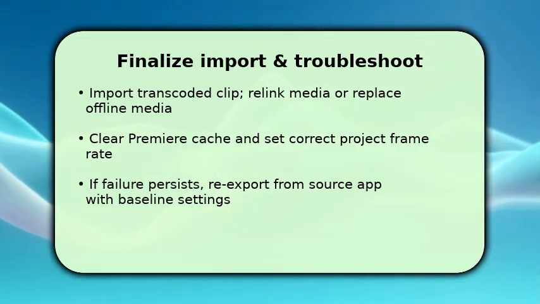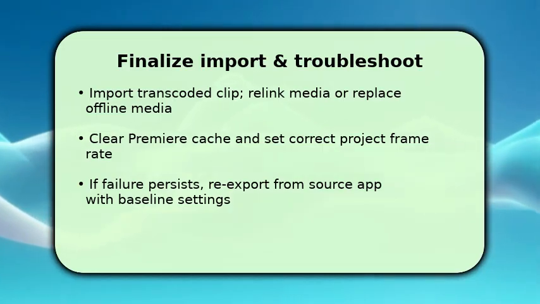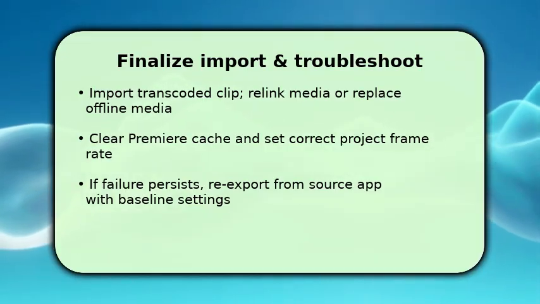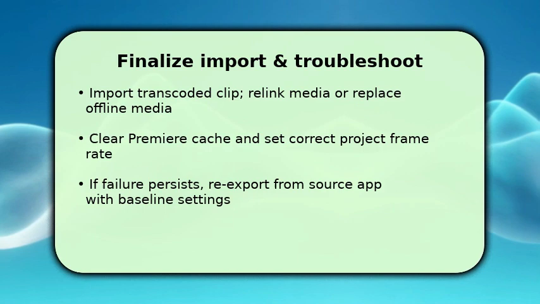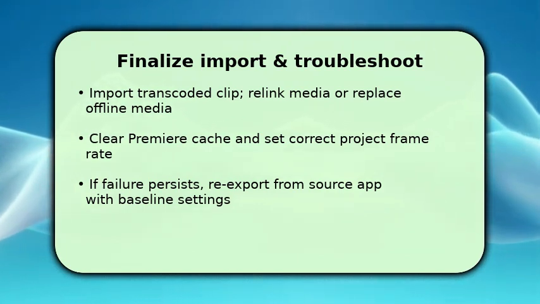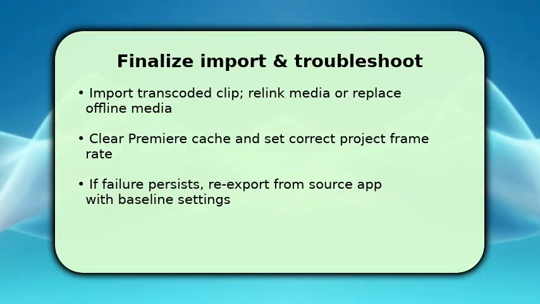If you still see unsupported compression errors, re-export from the original camera app or a universal converter using baseline H.264 or ProRes settings, then try again. A key troubleshooting tip: if multiple files fail, test on another machine to isolate a local codec or OS issue.